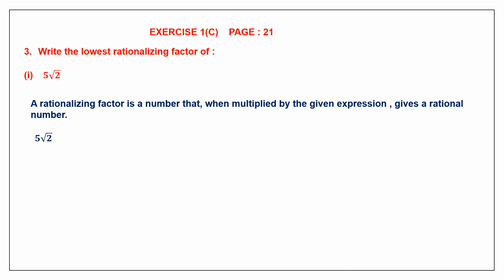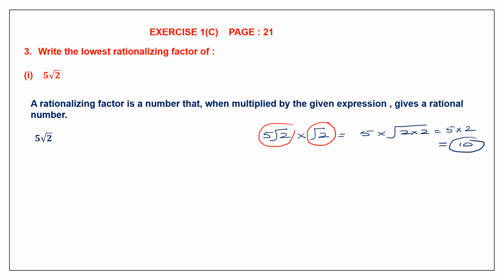Now let me take a few examples here. Let me write 5 root 2. If I multiply this by root 2, what do I get? I get 5 into root 2 into root 2, isn't it? And that is 5 into 2, and 5 2s are 10. So 10 is a rational number. So here these two are called rationalizing factors of each other. 5 root 2 is the rationalizing factor of root 2 and root 2 is the rationalizing factor of 5 root 2. So now we are looking at a rationalizing factor of only 5 root 2.